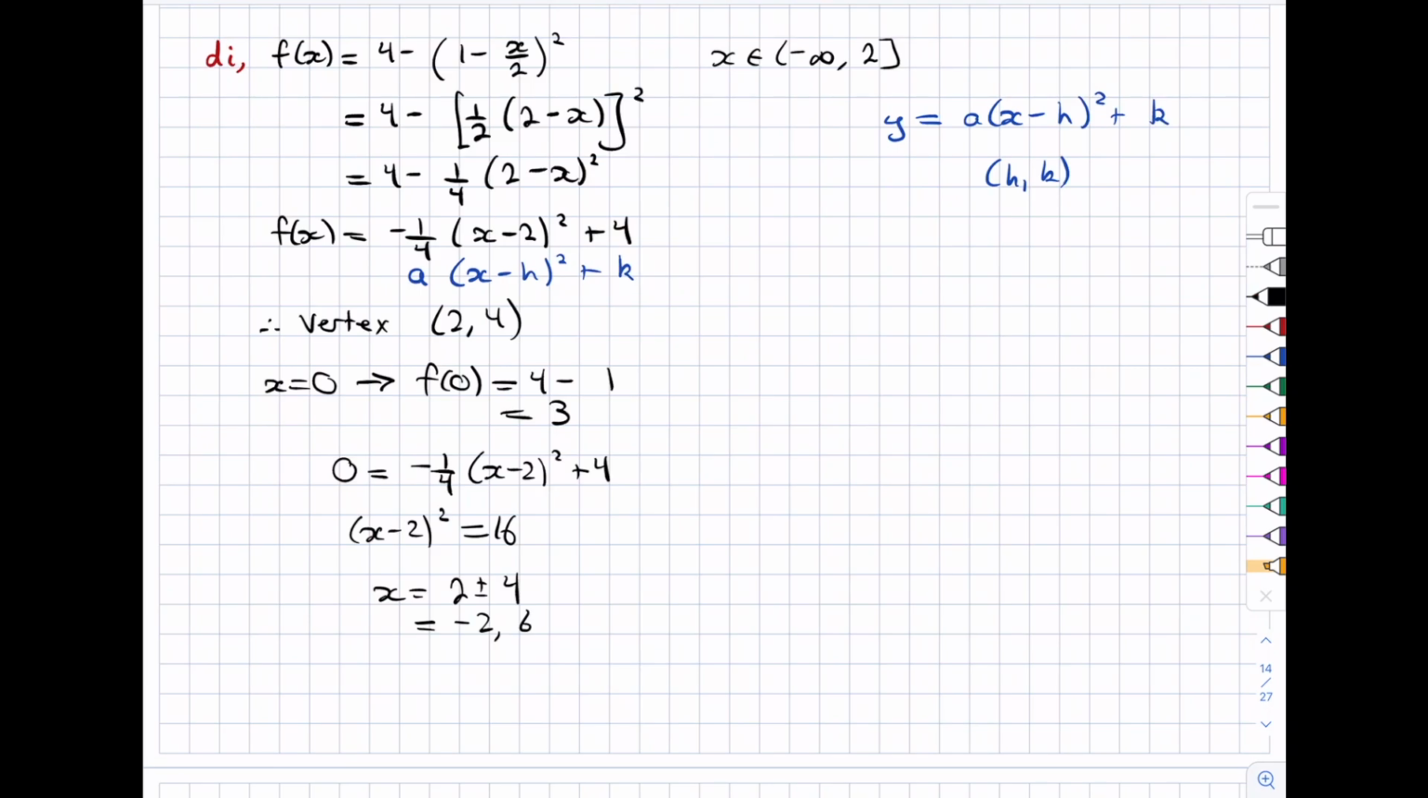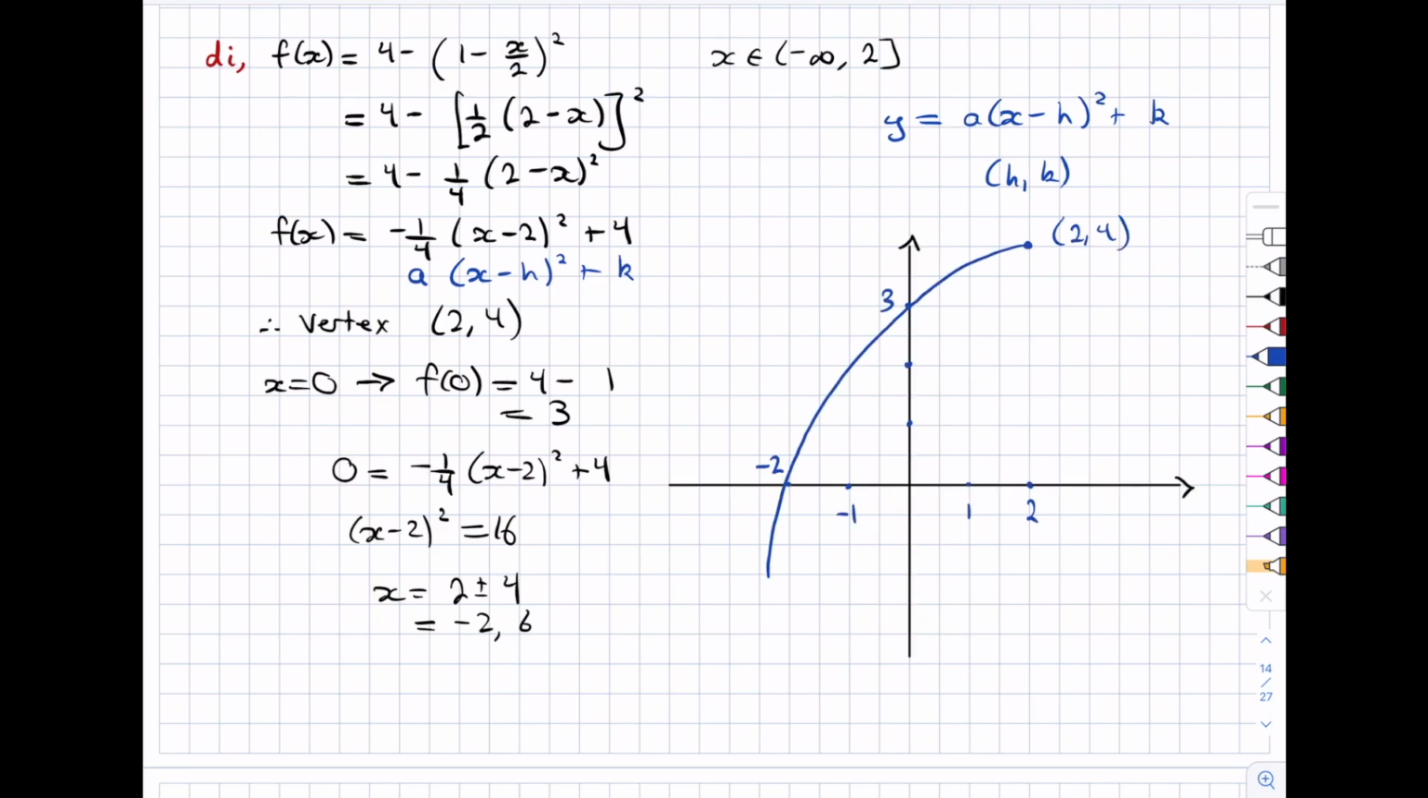So I'm going to go ahead and draw this now. Okay, and so we get something looking like this. This goes on forever in that direction. This is an endpoint here. If we didn't have a restriction, we would get some symmetry going across like that. But we do have our domain restriction. Okay, so that's the end of part I.